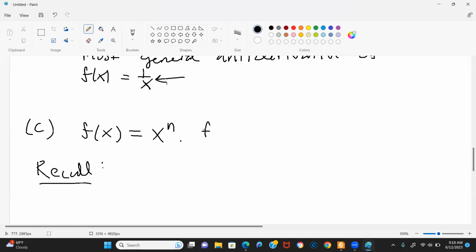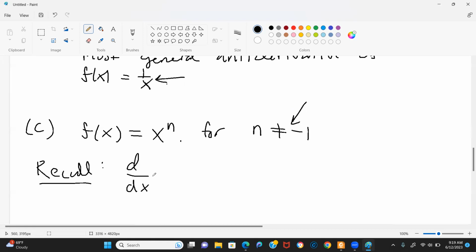Okay, and this is for n not equal to -1. And in fact, this is okay to stipulate because we already dealt with the n equals -1 case, right? That was part B. So now we want to know what is the general antiderivative of this when n is not equal to -1. So we already dealt with that.